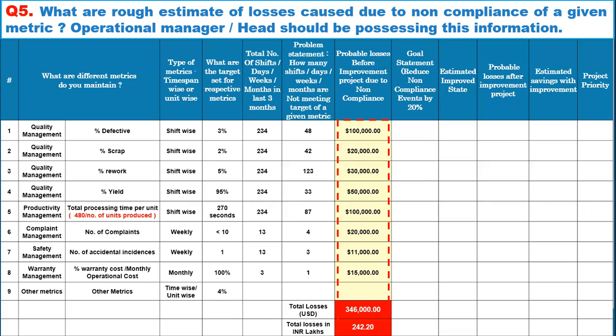By the way, when I'm talking about these losses, please do remember these are not daily losses or weekly or monthly losses. These are the annual losses. So I'm sorry, I need to mention: please read it as a rough estimate of the annual losses. So annually, this given company is losing, on these metrics and the non-compliances of these metrics, close to 2.4 crore rupees or 24.2 million rupees. That's the estimated annual losses they had. So let's go to the next slide.